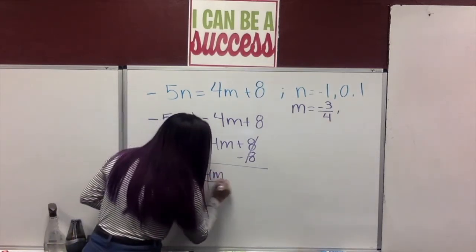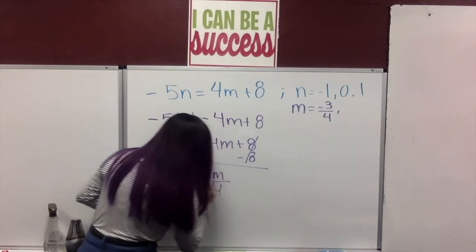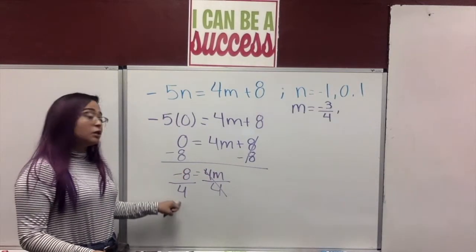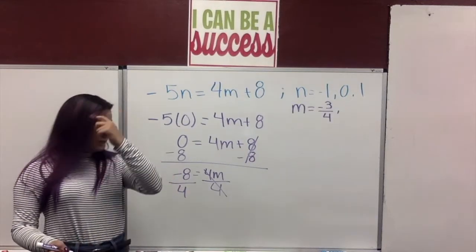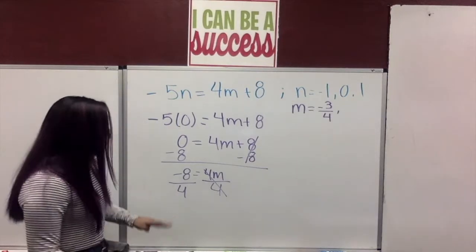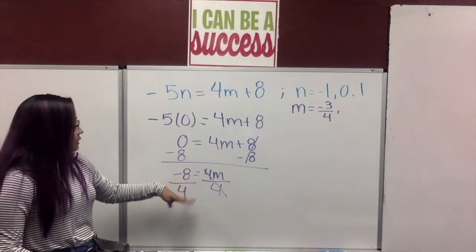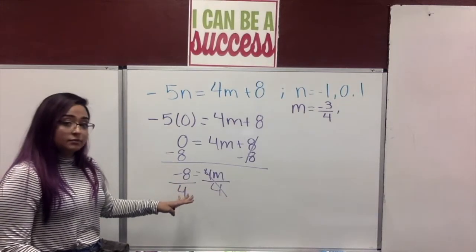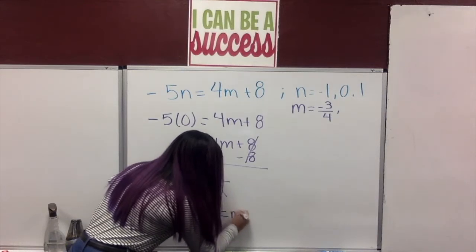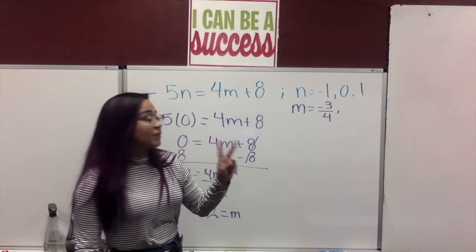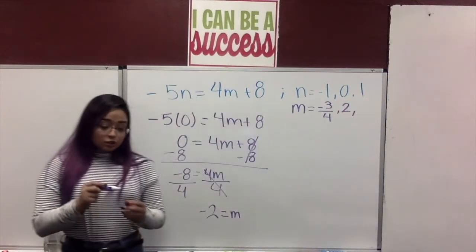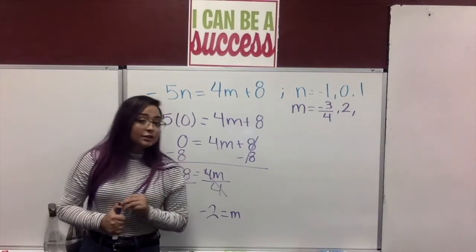Now again, it's multiplied, so we are going to be dividing. We divide. How many times does 4 go into negative 8? Now our 4 is positive, so our answer is going to have to be negative. So negative what? How many times does 4 go into 8? Twice. So it'll be negative 2 is equal to m. Now we have our second value for m. Let's move on to get our third and final value for m.